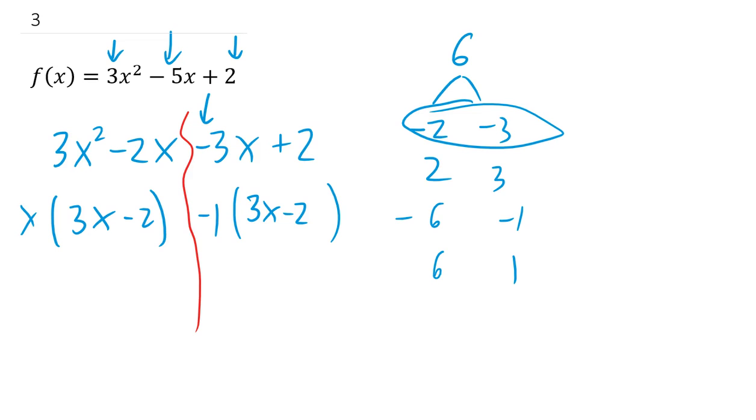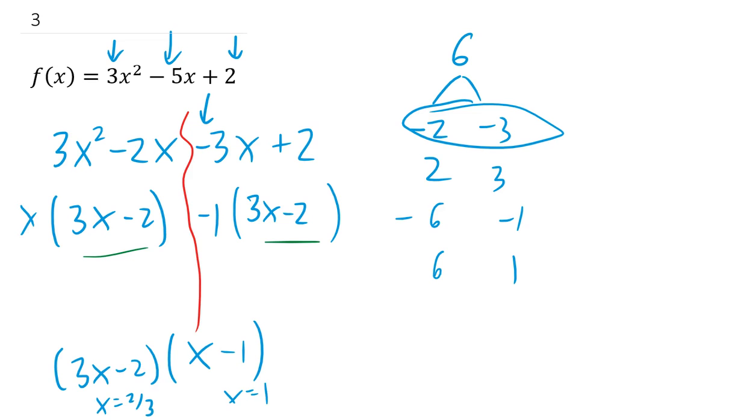I know I'm doing this right since this and this match. If they don't match, I did something wrong. And when I factor a 3x minus 2 out of everything, I'm left with x minus 1. So that is the correct factoring of f of x. The zeros of f of x would be x equals 2/3 and x equals 1.